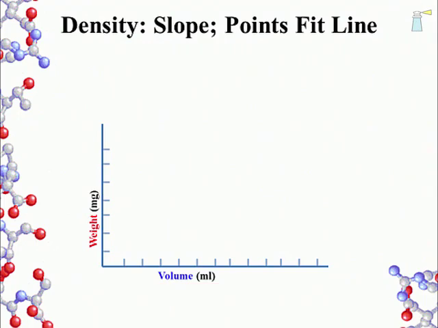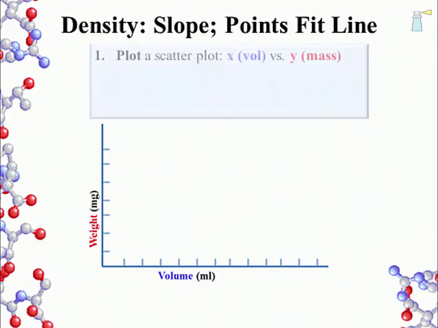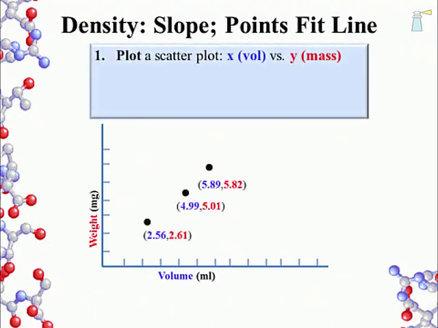The last of the multiple measurement process is getting density from the slope, but this time using points from the fit line that is drawn by hand on graph paper. It is generally similar to what we saw with the computer, but a little less exact. Start by plotting a scatter plot, x volume versus y mass, on the graph paper. This assumes a knowledge of basic graphing. Next, add a trend line by hand.